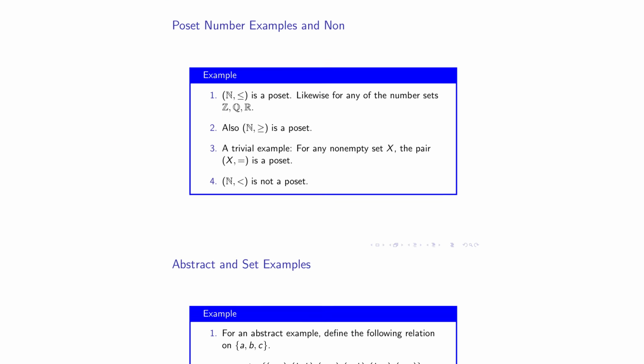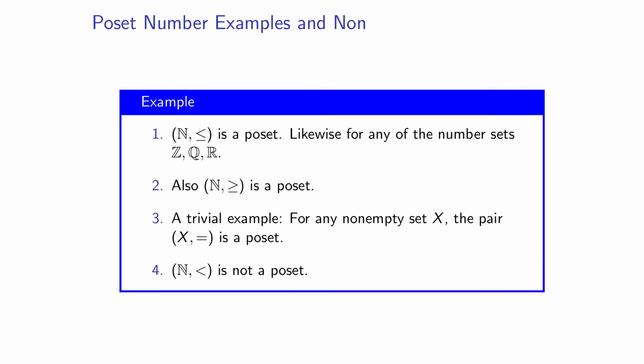So let's now look quickly at a few examples. The number examples are all really immediate and intuitive. If we're talking about the natural numbers, for example, with the standard less than or equal to relation, then this will be a poset. And there's nothing special about the natural numbers. We would get an example for the integers and the rational numbers.